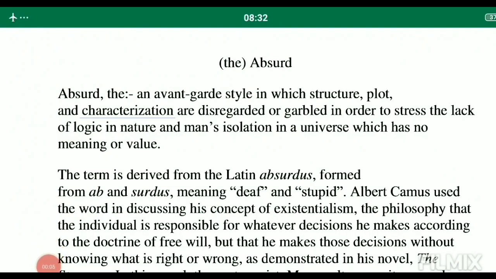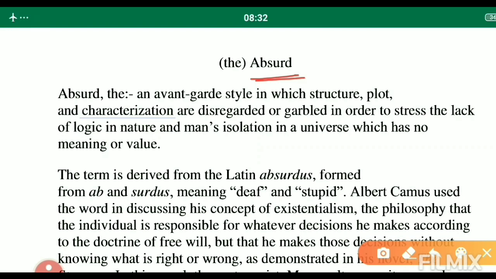Here I, Komal Sharma, am heading towards our next literary term. In my previous two videos, I have discussed two basic literary terms, which are abject and abridgment. Now this particular literary term, absurd, comes third according to alphabetical order.